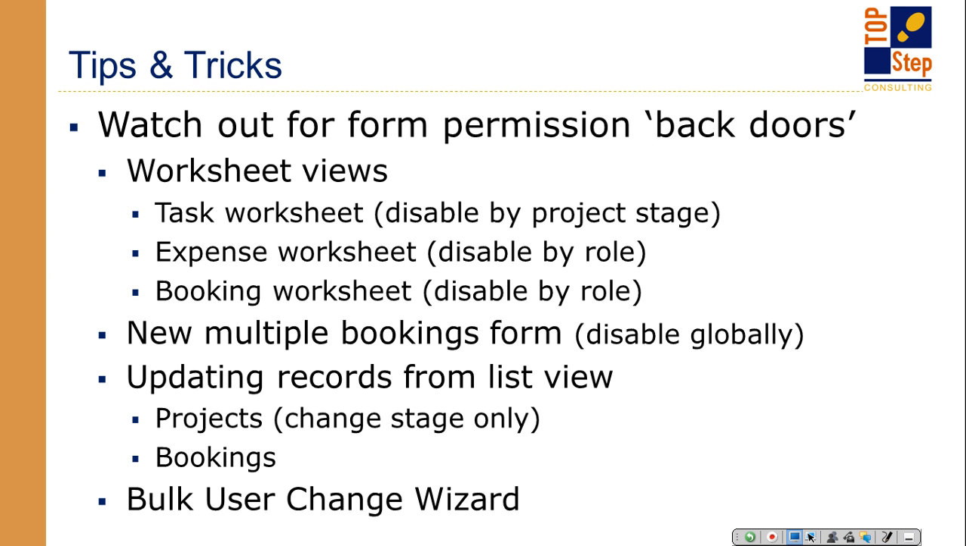All right, so I mentioned this a little bit earlier. Watch out for backdoors. This is a workaround, a way for people to update data that bypasses the form permissions. Worksheet views. There are three main worksheet views throughout the system: tasks, expenses, and bookings. If you're using these, that just means you're not taking advantage of the form permissions. So if it's absolutely business critical that tasks be structured in a particular way that's enforced by those permission rules, for example, then you may want to consider disabling the task worksheet.